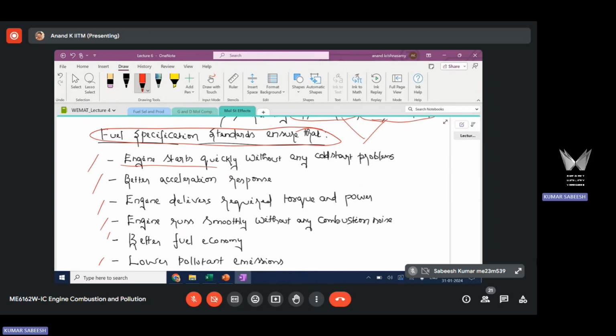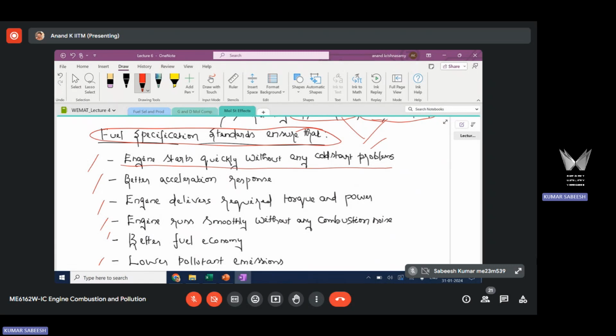The engine should start quickly without any cold start problem. This is more severe in SI engine applications. I will talk more about it later on. But we need to ensure that the engine starts without any problem, especially under cold weather conditions. Actually, in Western countries it is a more severe problem compared to our country, which is a tropical country. The surrounding ambient temperature is always high.